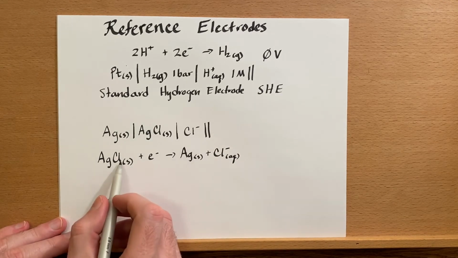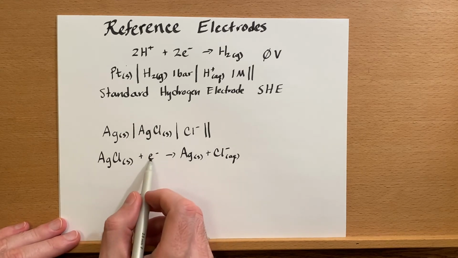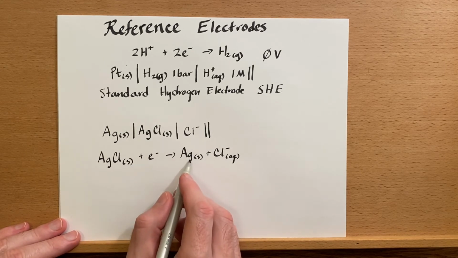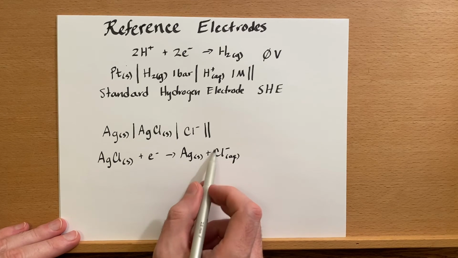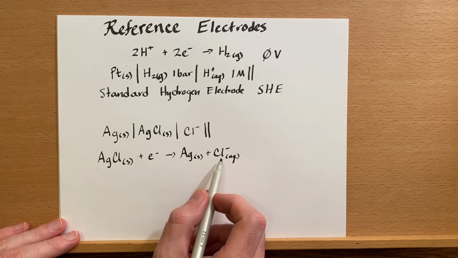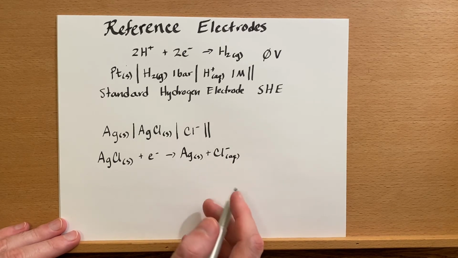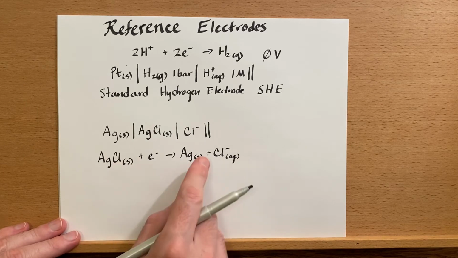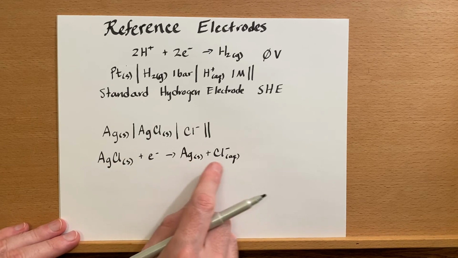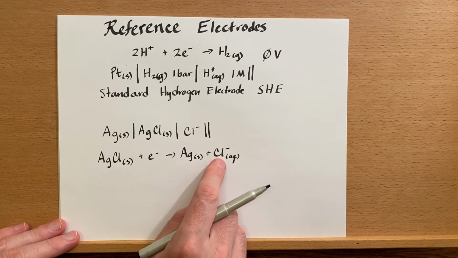So we have silver chloride, we add an electron to it, we make silver metal, and then free chloride in the solution. Now you'll notice here that this is a solid and that's a solid. So the only thing in here that's a dissolved species is the chloride.